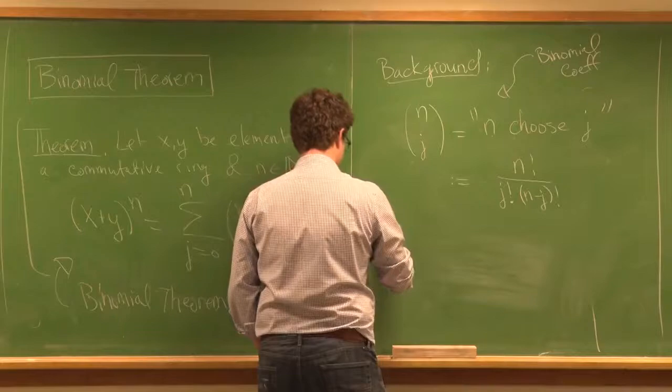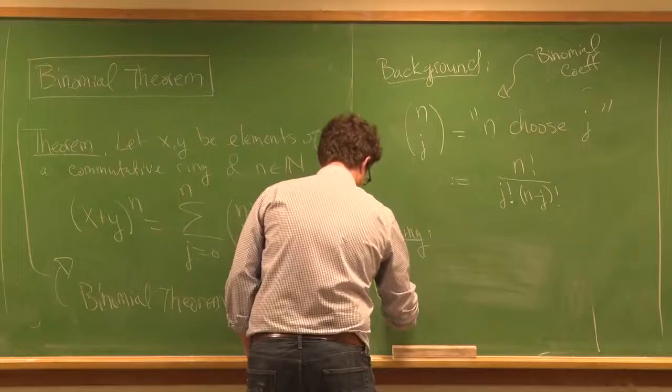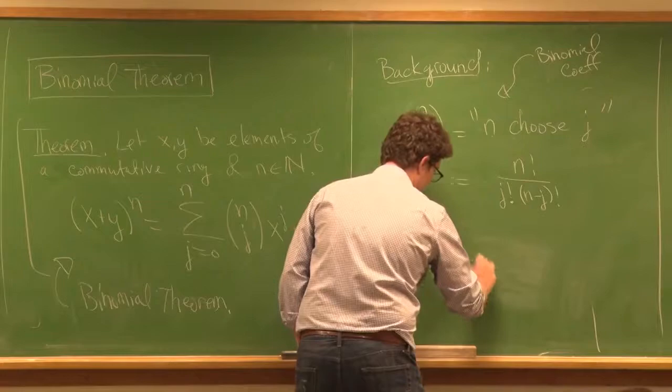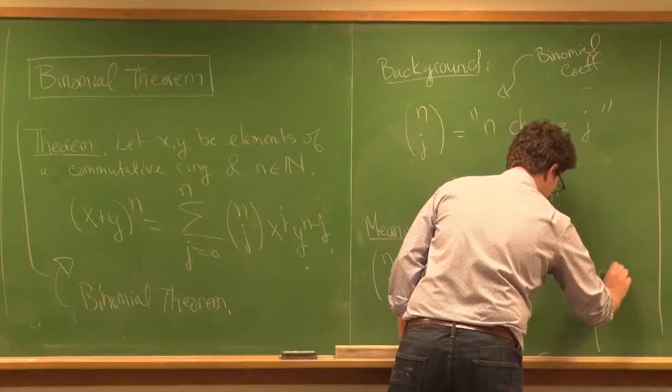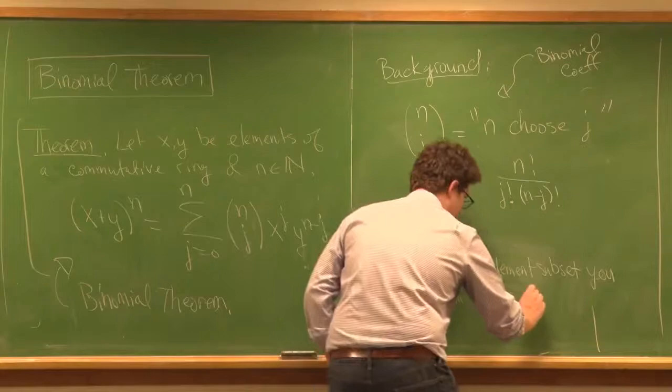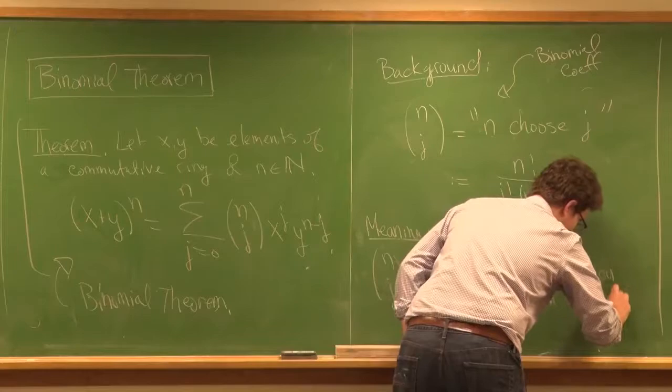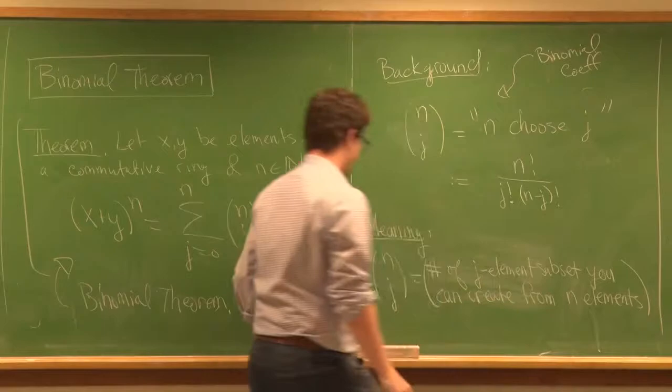So n choose j is the number of j element subsets you can create from n elements. All right, so this is what this is.